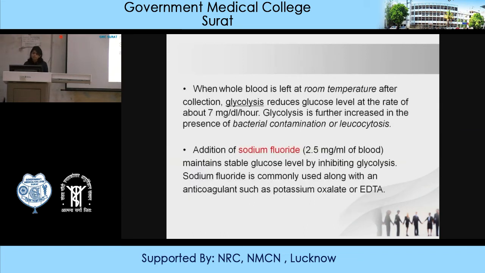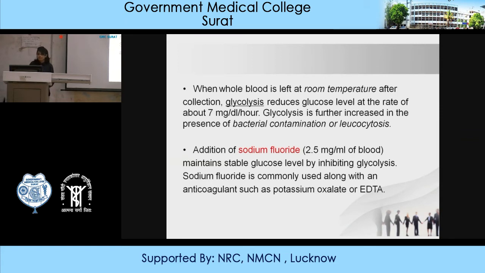Okay, so now this was the criteria. Now let's see about collection and the procedure of this test. So for collection, when whole blood is left at room temperature after collection for a few hours, what will occur? Glycolysis will occur, which will reduce glucose level at the rate of about 7 mg per dl per hour. Glycolysis is further increased in the presence of bacterial contamination or leukocytosis.